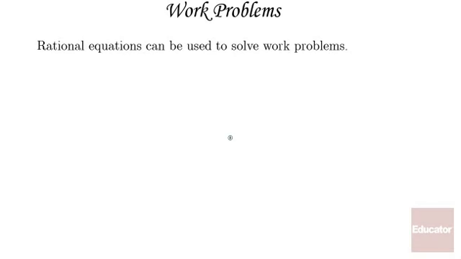Rational equations can be used to solve a certain set of problems called work problems. In these problems, you have a person or a machine doing work at a certain rate, and often they'll mention another person or another machine doing work at a different rate, and ask you something such as, if 2 people were working together, how quickly could the job be accomplished?